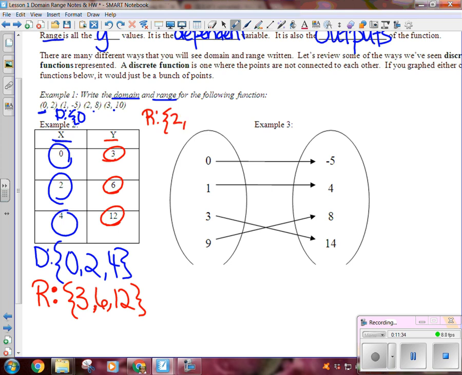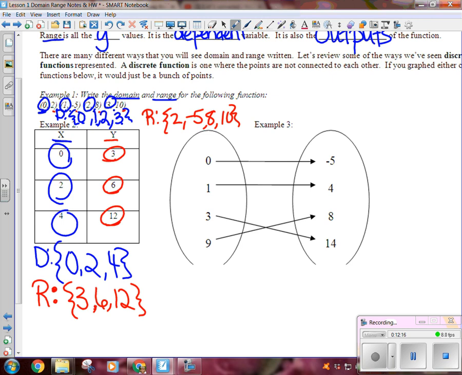Next, 1, -5. 1 is in the domain, and -5 is in the range. 2 and 8: 2 goes in the domain, and 8 goes in the range. And last point, 3 is in my domain, and 10 is in my range. So I end up having 0, 1, 2, 3 in the domain, and 2, -5, 8, and 10 in the range. I'm just making a list, using braces, separating them with commas.